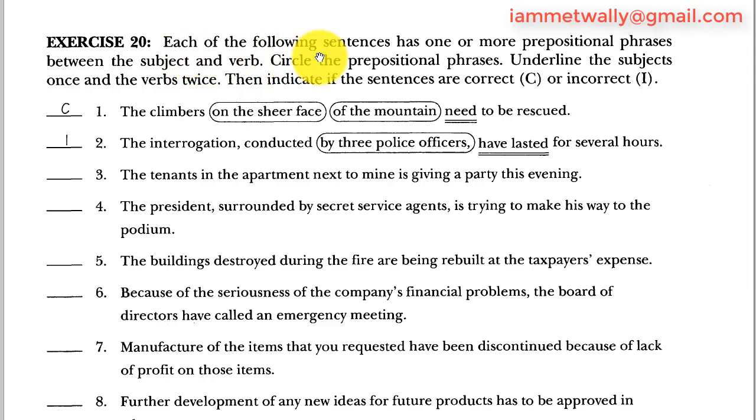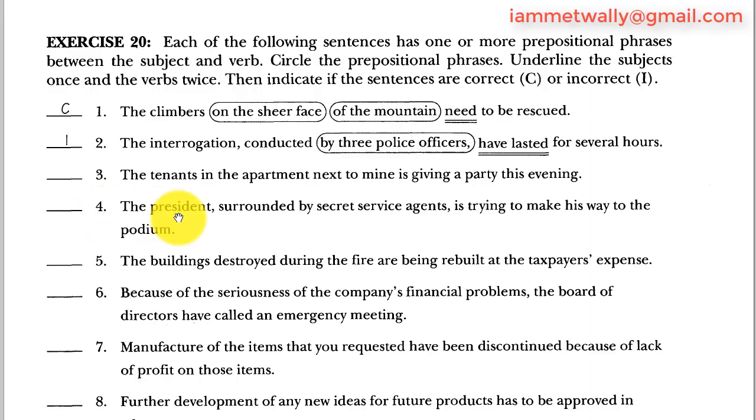Exercise 20. Each of the following sentences has one or more prepositional phrases between the subject and the verb. Circle the prepositional phrases, underline the subjects once and the verbs twice, then indicate if the sentences are correct, C, or incorrect, I. 1 and 2 are done, so 3. The tenants in the apartment next to mine is giving a party this evening. The tenants is the subject, in the apartment is a prepositional phrase, next to mine is another prepositional phrase, is giving is the verb, a party this evening. Party is the object. So is here is the verb and the tenants is the subject, so they should agree. This is incorrect because it should be the tenants are.